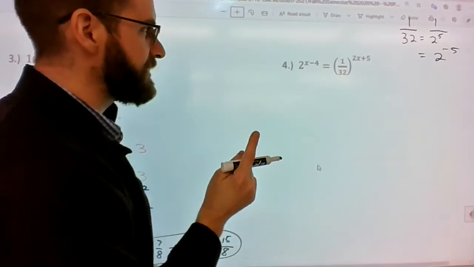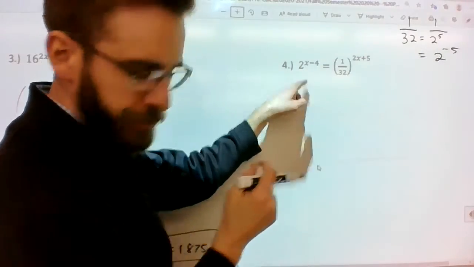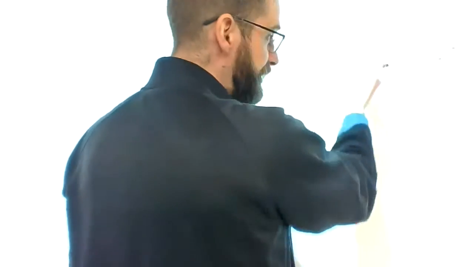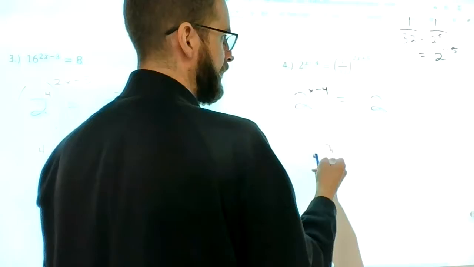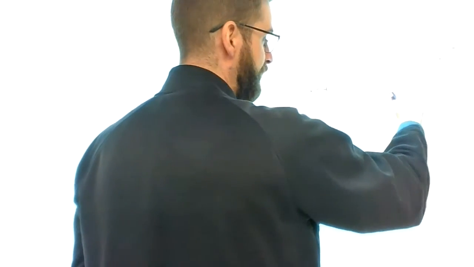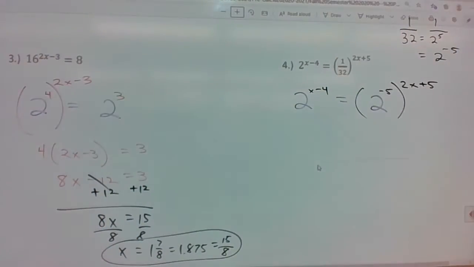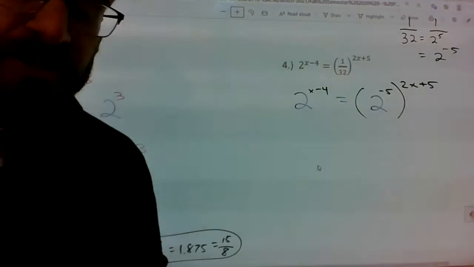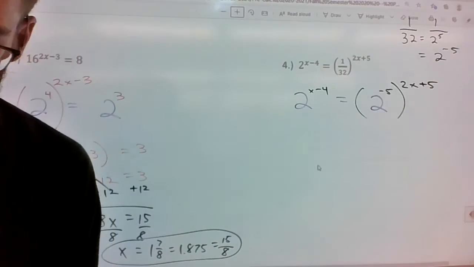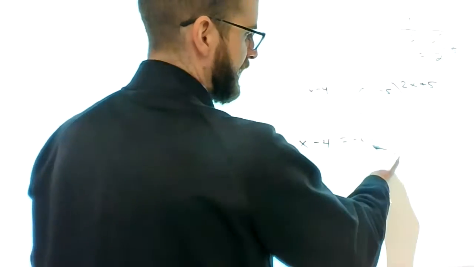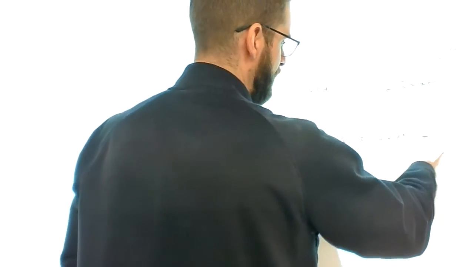Nice. Now we can say, this is just regular 2. And this is just regular 2. This is 2 to the x minus 4. This is 2 to the negative 5 to the 2x plus 5. And now you just ditch the purple. Get rid of that purple and solve the black ink. So it's negative 5 times 2x plus 5.